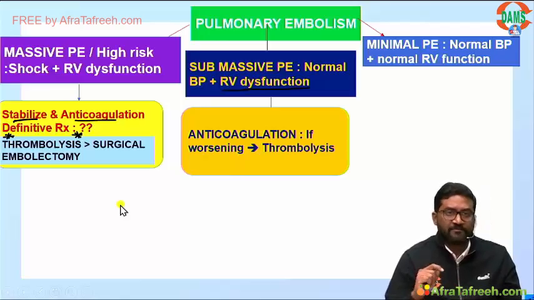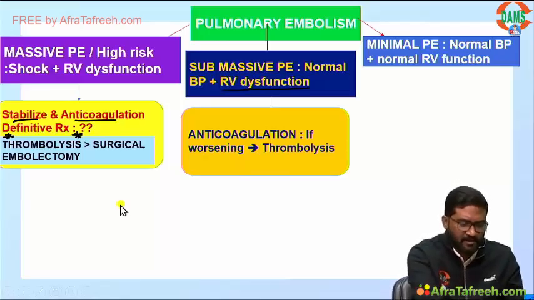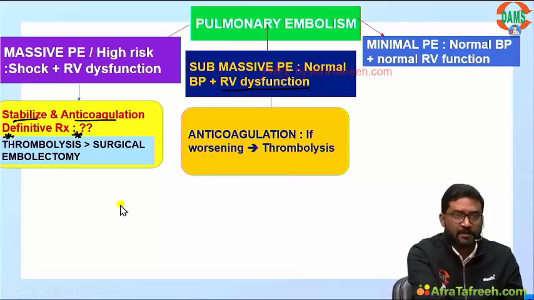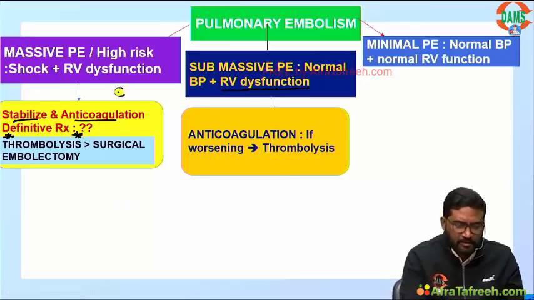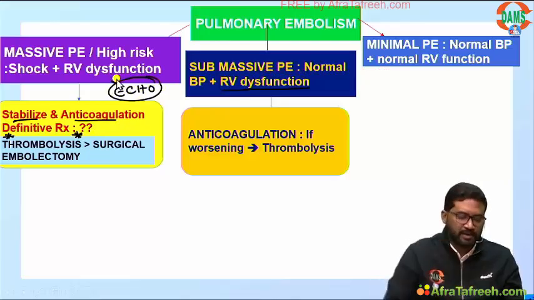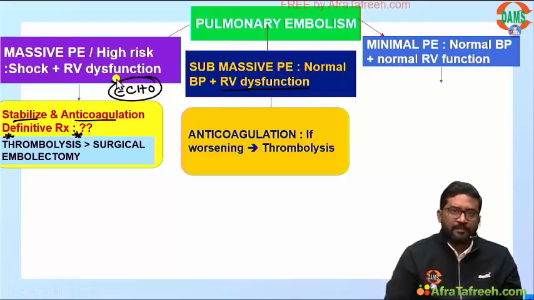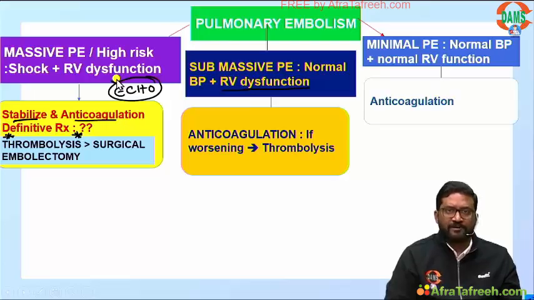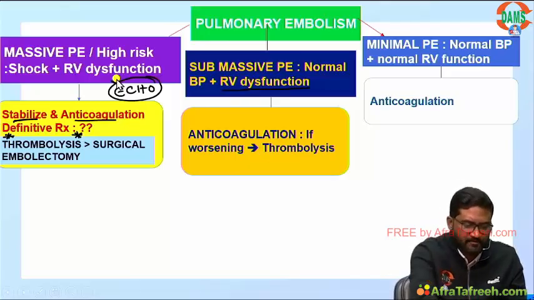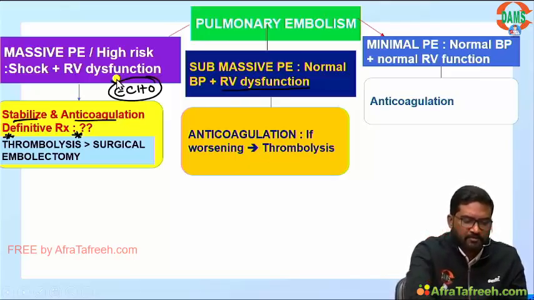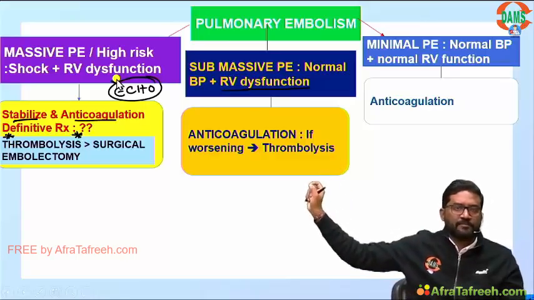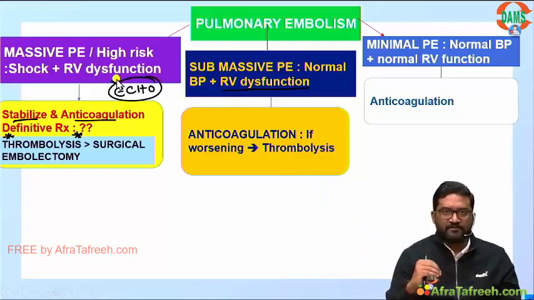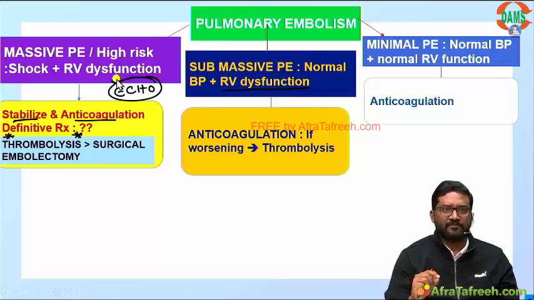How to check RV function? There is an instrument called an ultrasound probe. You can do echo. So this can be known by doing 2D echo. You can check RV function by doing 2D echo. Then minimal will be normal BP with normal RV function. Here just anticoagulation will be sufficient. So these are the usual treatment options for pulmonary embolism. If the patient is in a bad situation, initially you can stabilize the patient, start anticoagulation, but definitive treatment is always thrombolysis.